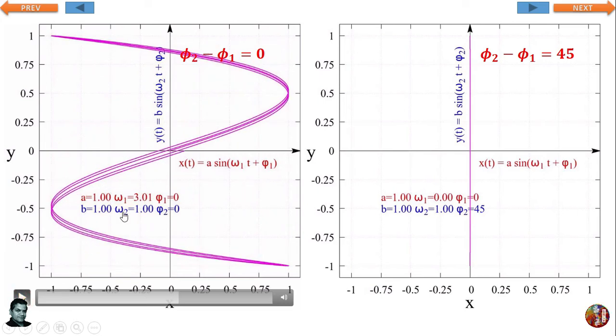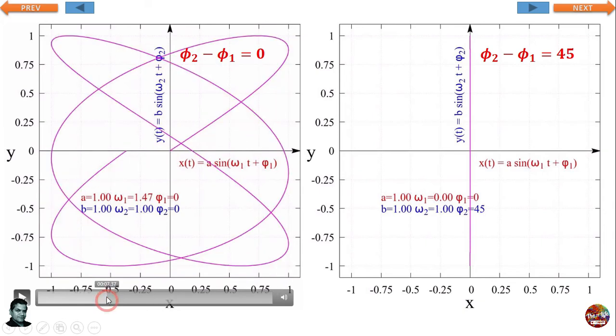For example, if the angular frequencies are 3.01 and 1.00, in this case the Lissajous figure is not closed and it looks like this. Similarly, this is the Lissajous figure for angular frequencies equal to 1.47 and 1. The phase difference is 0.